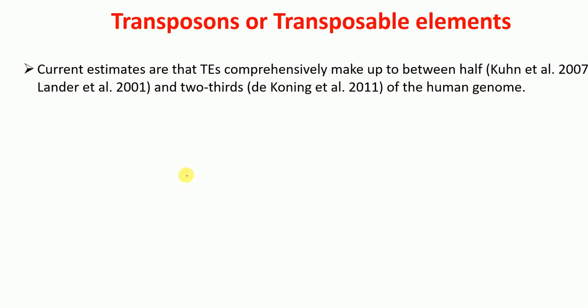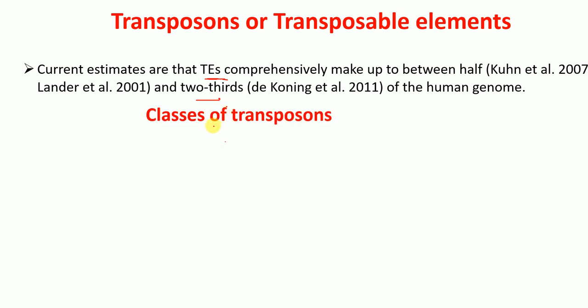Now, current studies estimate that these transposable elements make up between half to 2/3 of the human genome. So how much of the human genome is occupied by these transposons? Up to 2/3 of the human genome is occupied by these transposable elements.